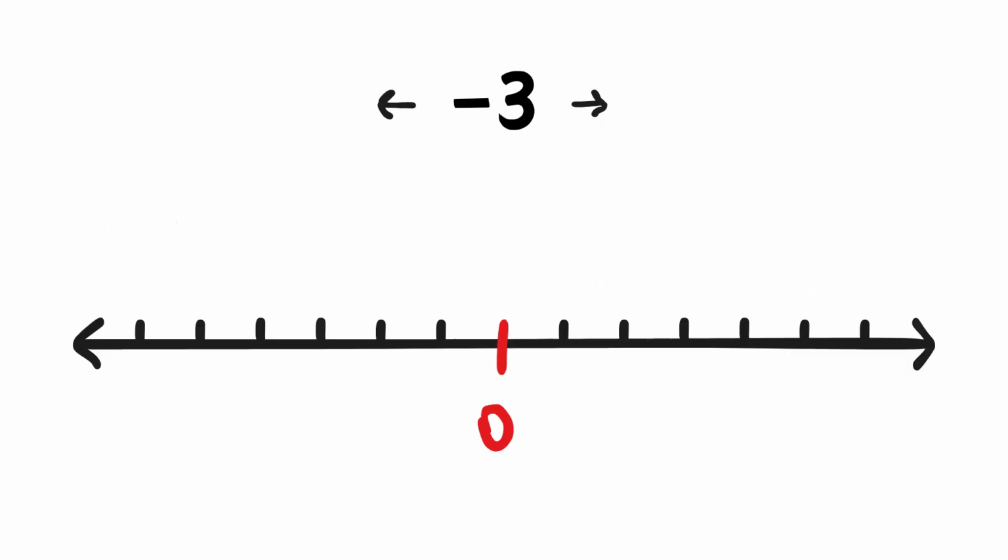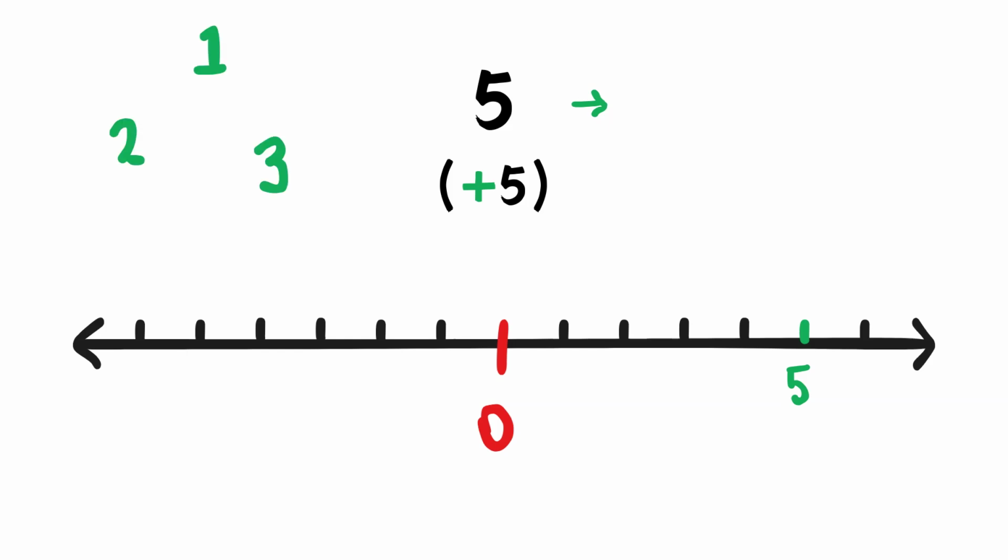So if you saw -3, what direction would it be from 0? Well, since it has the negative sign, it would be on the left side. Now what about 5? 5 doesn't have a sign, but it's positive, so it's the same as writing +5, which means that it's on the right side of 0. Some numbers do not have written signs, but this just means that they're positive, and it's the same as if you put a plus sign in front of them.